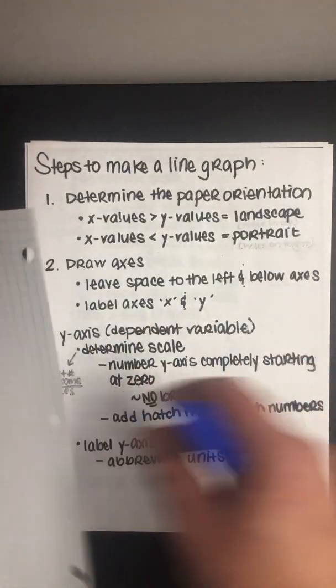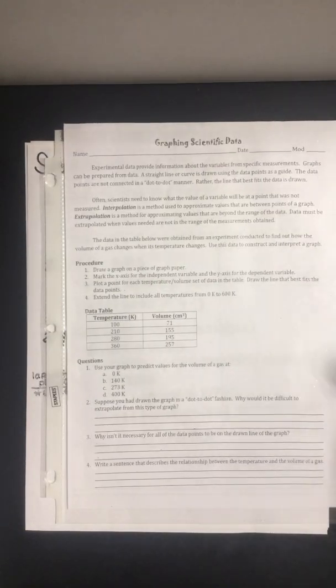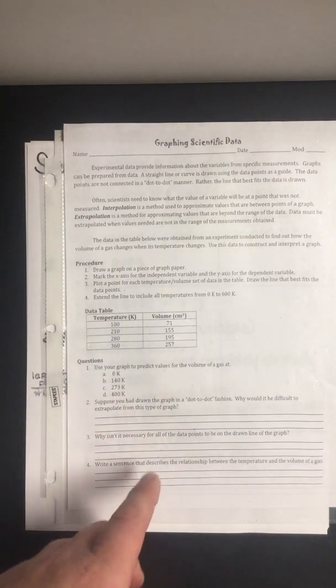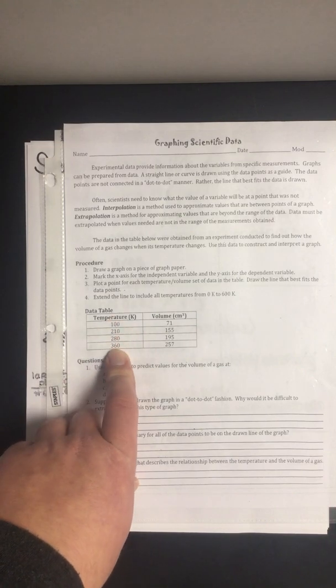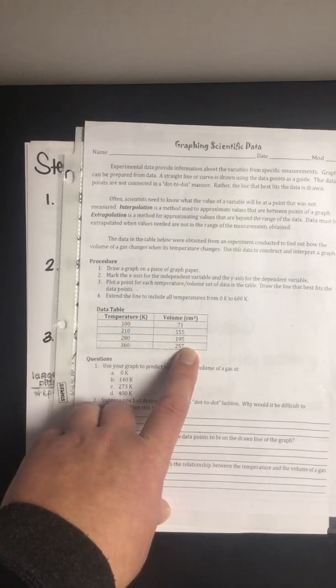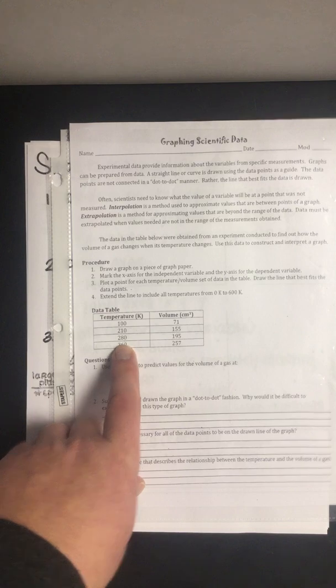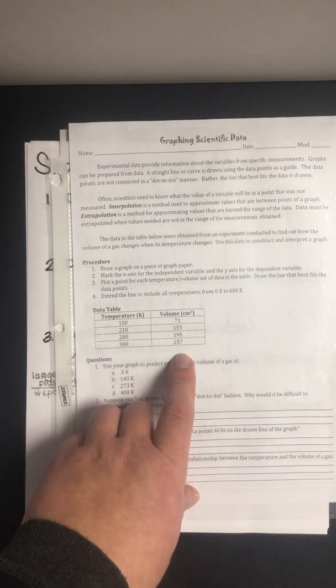So when we go back to our data and we look at it, the question is what is the independent variable and what is the dependent variable? It says that certain temperatures will have certain volumes. So temperature is the independent, volume is the dependent.